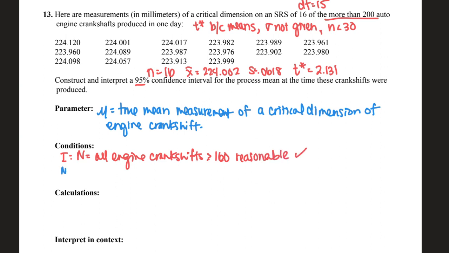The normal condition is that our sample size is greater than or equal to 30, which it's not. It doesn't say anything about being from a normal distribution. However, when we put this data into GeoGebra and check our normal quantile plot, it is linear, which means that it is approximately normal. And then for the random condition, it does say SRS, so SRS is stated.